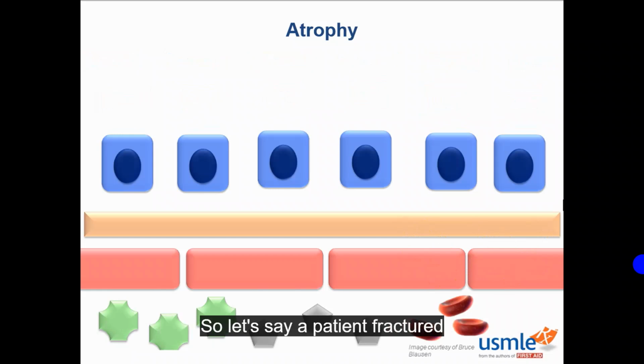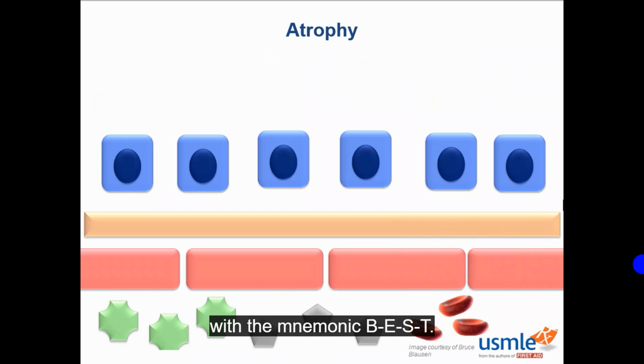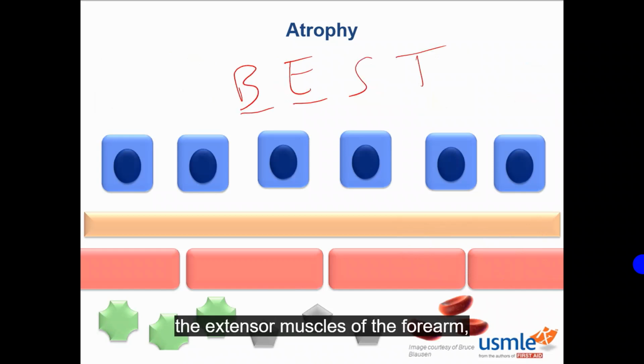tissue atrophy. So let's say a patient fractured the midshaft of their humerus and now they're presenting with wrist drop and numbness of the posterior arm, as well as the back of the hand and the thumb. What nerve do you think was severed and what muscles would you expect atrophy in? So wrist drop is pretty characteristic for radial nerve damage, and I remember the muscles with the mnemonic BEST. BEST, standing for brachioradialis, the extensor muscles of the forearm, the supinator, and the triceps brachii.